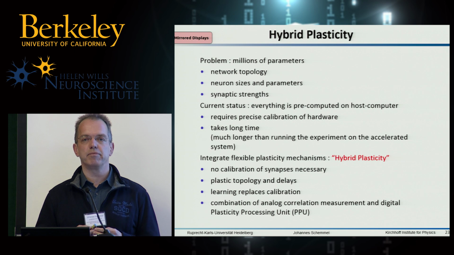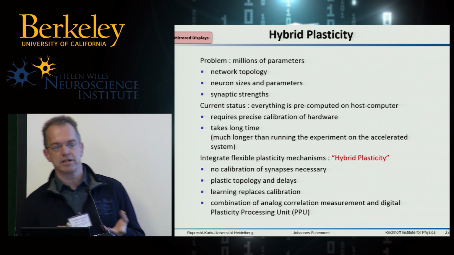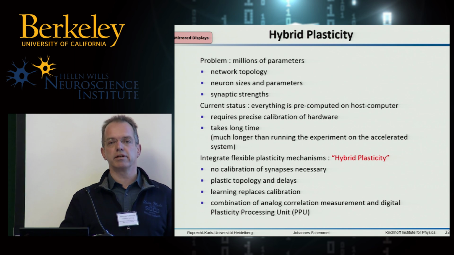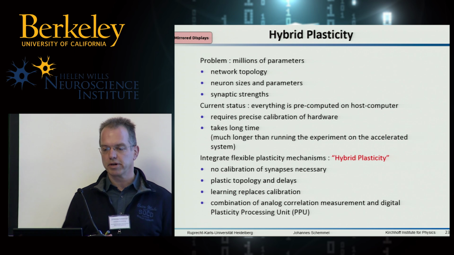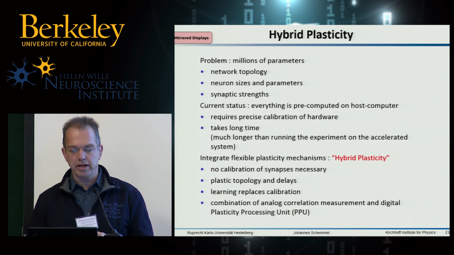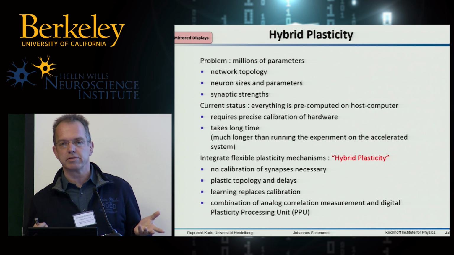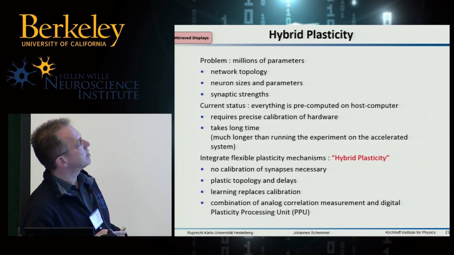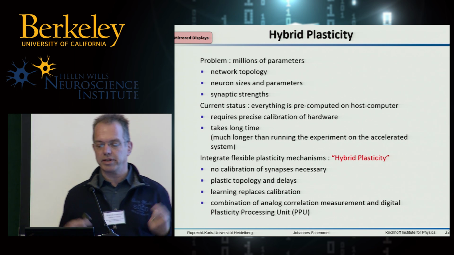And this is not really feasible in the long run, because it requires a precise calibration of the hardware so that what you calculate in the computer really does the same thing on the real hardware, and that's difficult for analog. Giacomo has some opinion on this. And it takes a long time because it's a lot of parameters, complicated floating point equations on a computer, so usually it takes much longer than running the experiment on the accelerated hardware system.